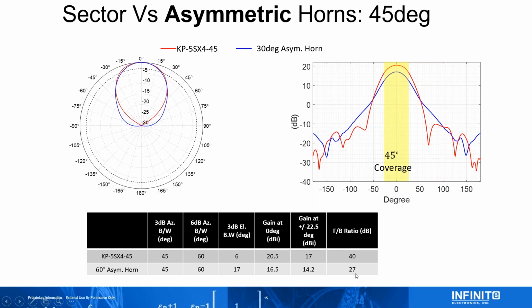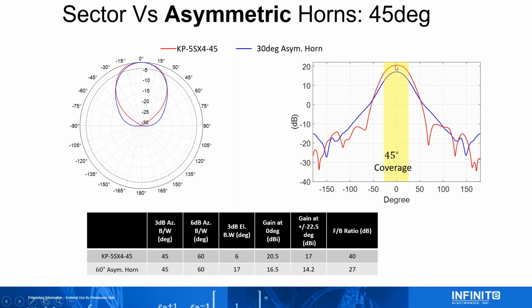We went from the equivalent here for the symmetric horn of 30-something dB, 32, and they go down to 27, whereas for the KP sector, this one's really well designed by the way, the front to back is 40 dBi. You're not going to have any interference issues with this sector. You can bring them nice and close together, doing back to back with 2 of these.